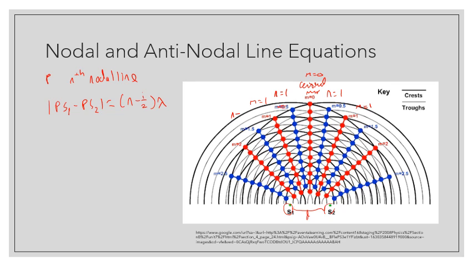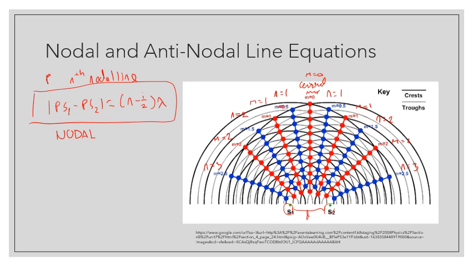Then this is n equal to 2, n equal to 2. This is m equal to 2, m equal to 2. Then n equal to 3, n equal to 3. So this is for nodal lines.